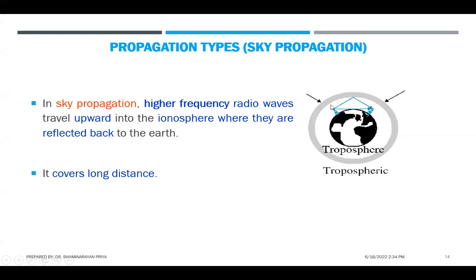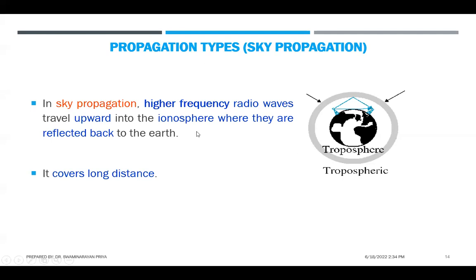So this is a sending antenna. The sending antenna sends the data in the upward direction. From the edge of the ionosphere, signals will be reflected back, and finally it is received by the receiving antenna. So this is known as sky propagation, and this sky propagation is used for long distance communication, right? And we can use sky propagation in satellite communication.